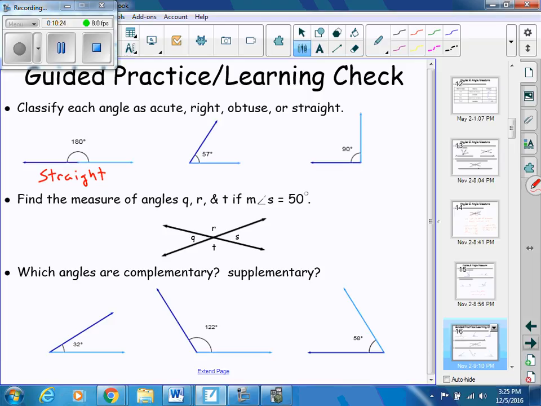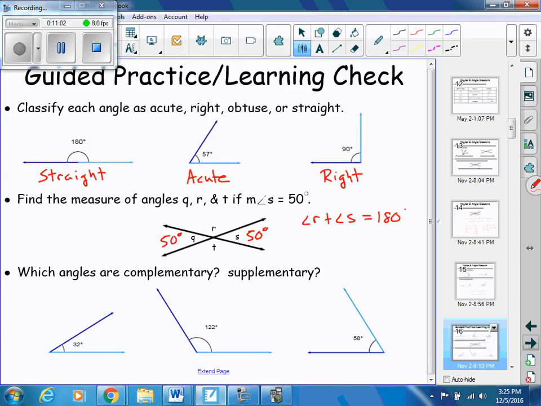57 is less than 90, or it's between 0 and 90, that's an acute angle. This one's exactly 90, this is a right angle. The next one, it tells us that S is 50 degrees. If I know that S is 50, I know that Q is 50. Now to get angle R, remember angle R plus angle S, you could do T and S or you could do T and Q as well. Either way, it's going to work the same.